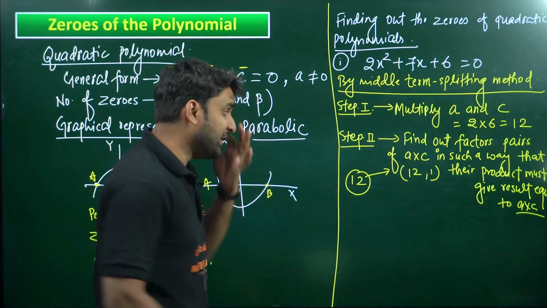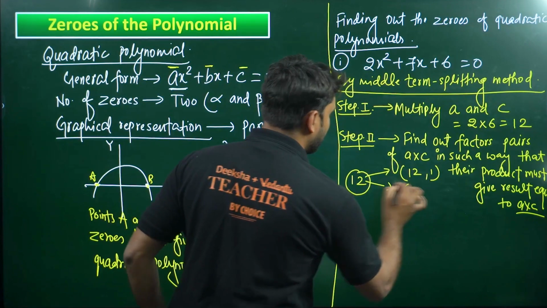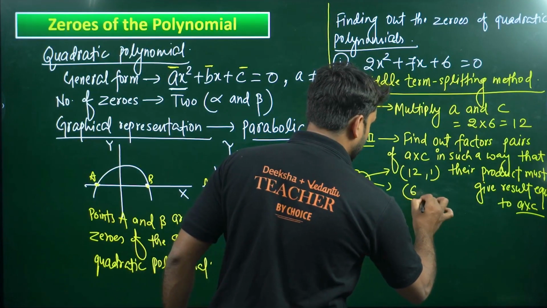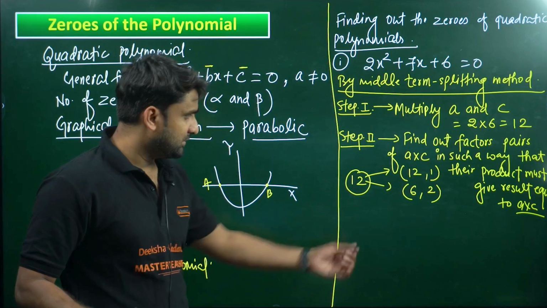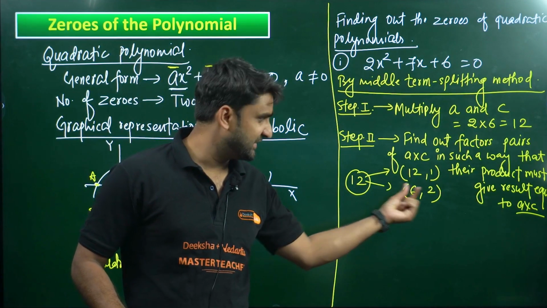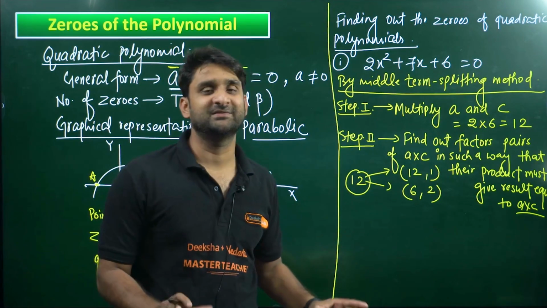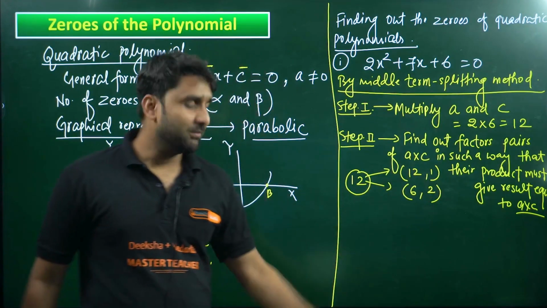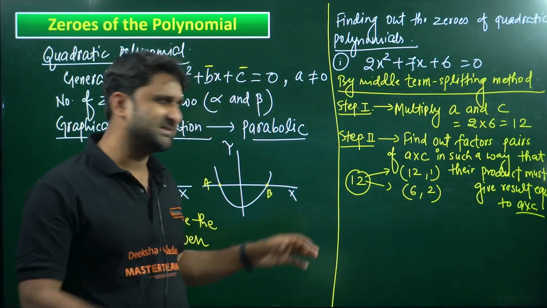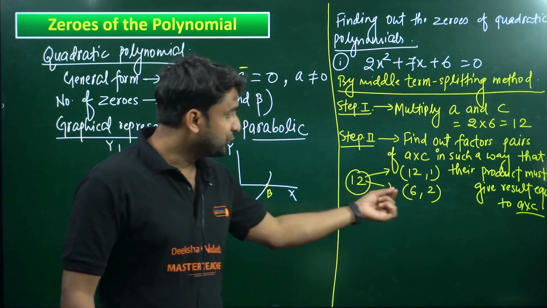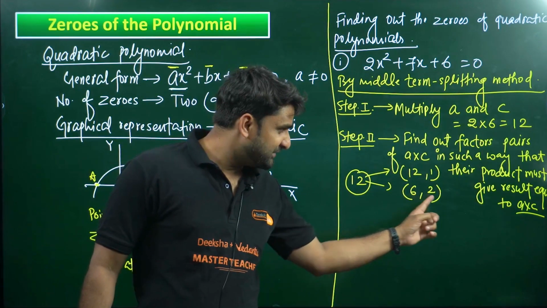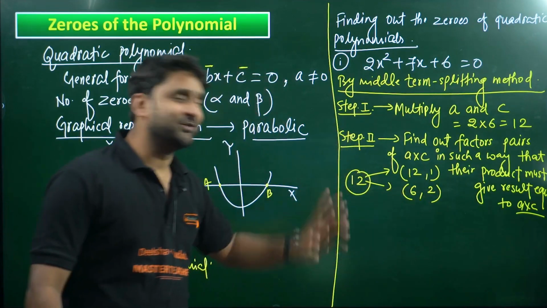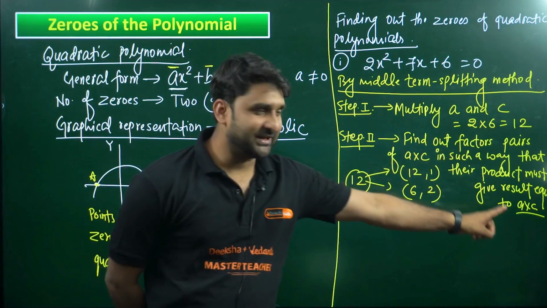So 12 cross 1 will be the first, and the second will be 6 comma 2. Don't write another bracket by reversing the digits. 6 comma 2 and 2 comma 6 are both the same, so you don't need to write 2 comma 6 again. 6 into 2 will be 12, and 6 can divide 12, and 2 can also divide 12. So this is the second step.